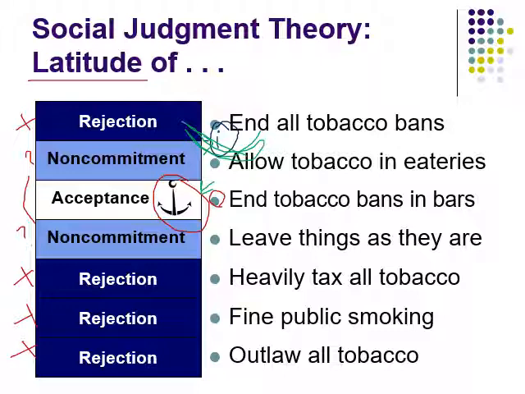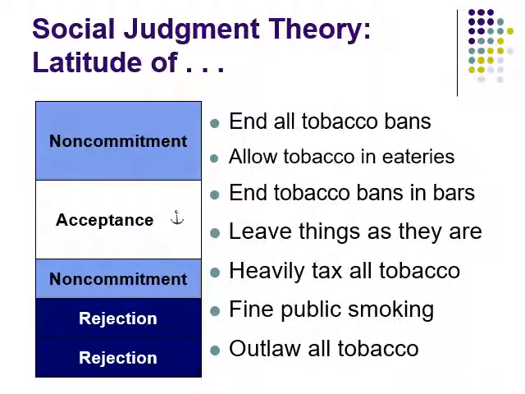Let's look at the same example of tobacco and now just move to a different person. This person has a smaller anchor. Let me get the red out here. You see right here, they have a smaller anchor. Because of that, they're actually accepting two positions. Their non-commitment covers two up here and one here. It's three positions. They're only rejecting two, because they have a smaller anchor.